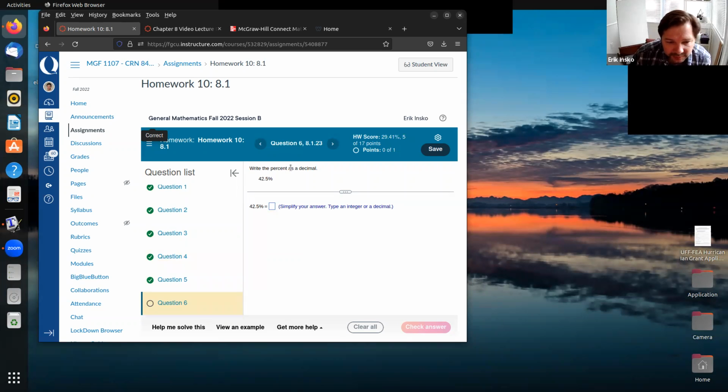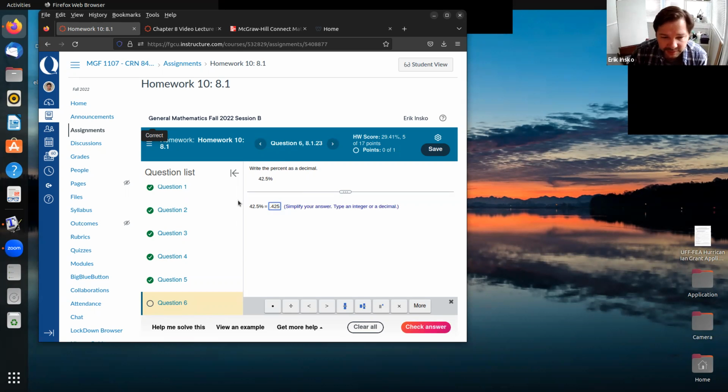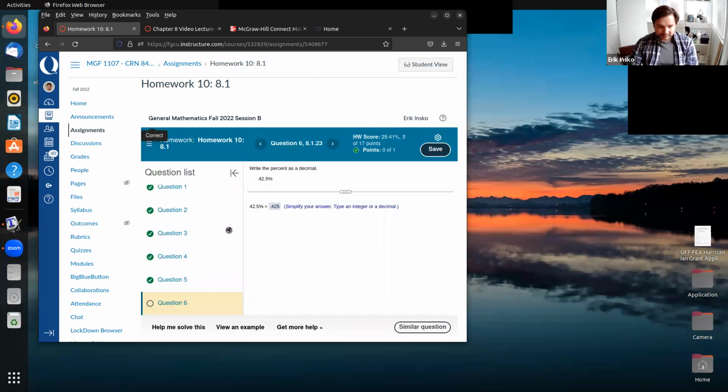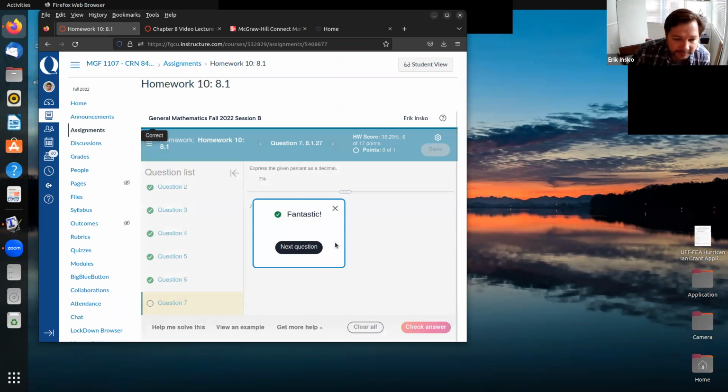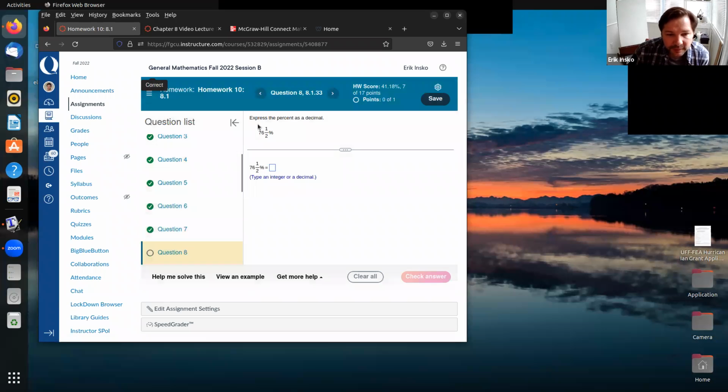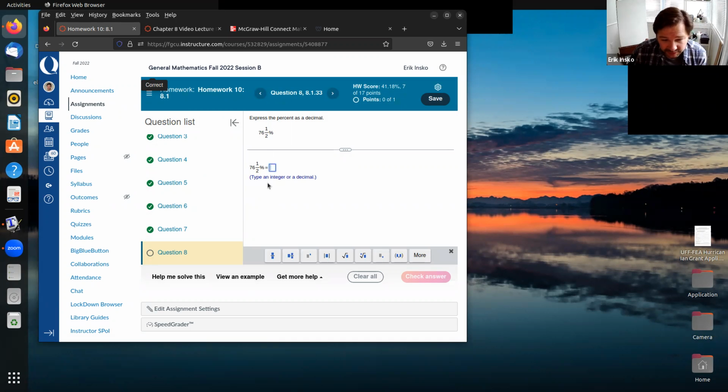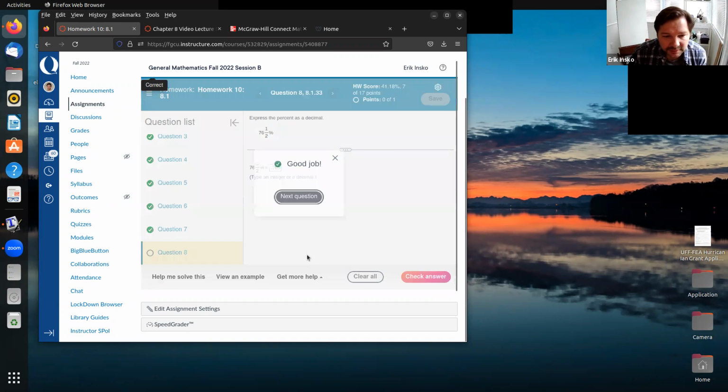All right. Write the percent as a decimal. So that would be 0.425. So here I'm moving the decimal to the left 2 places. 7%, right? That is a decimal. So that'd be 7 over 100 or 0.07. Okay, express the percent as a decimal. So 76.5, that's 76.5%. And as a decimal, that would be what, 0.765. Right, that's 765 over 1,000. Check answer. Good.